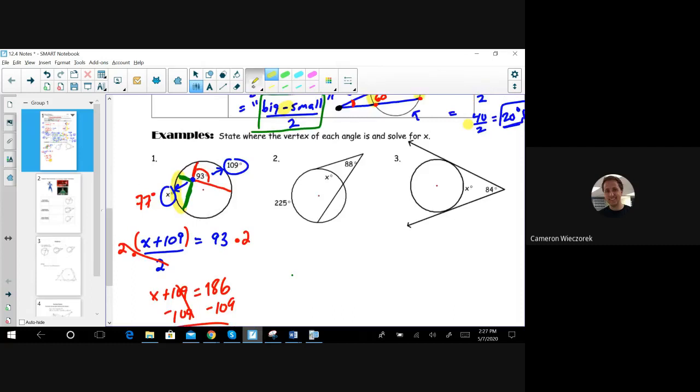So what did I use for this one? I'm also going to make note of where the vertex was at. In this one, the vertex was inside the circle, but not at the center.